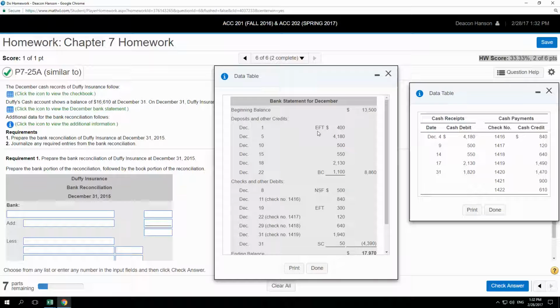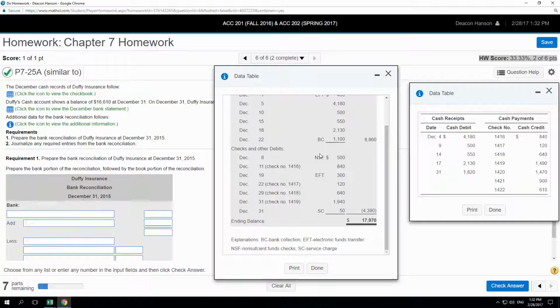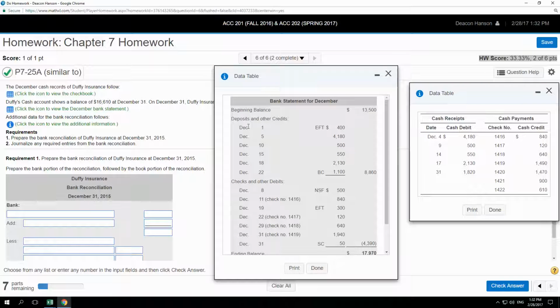A few years ago, it was a lot harder. You had to call the bank, get an approval, fax in a signature, and then they would wire it over to someone else's account. But they're making it easier and easier to electronically transfer funds. What is BC? In this case it's a bank collection. That means the bank collected it or credited your account.